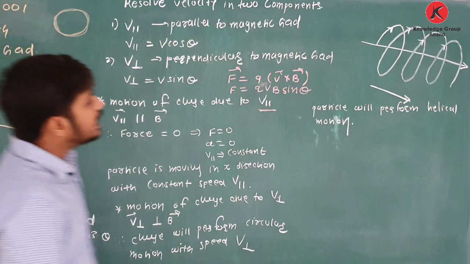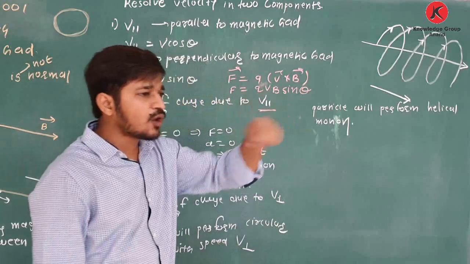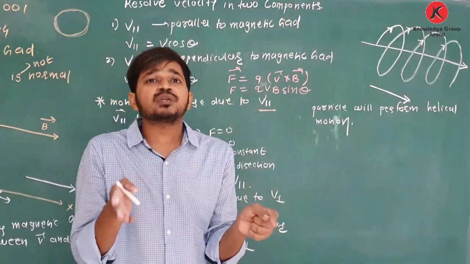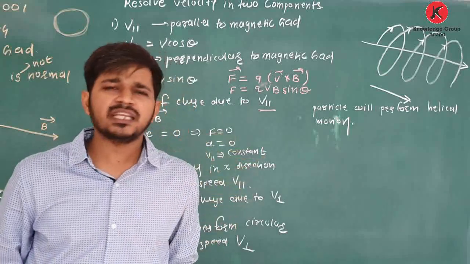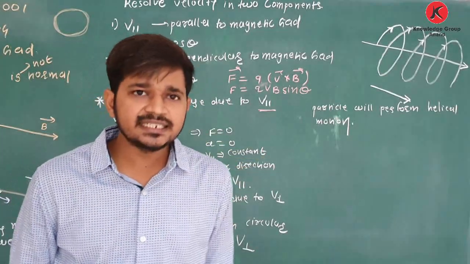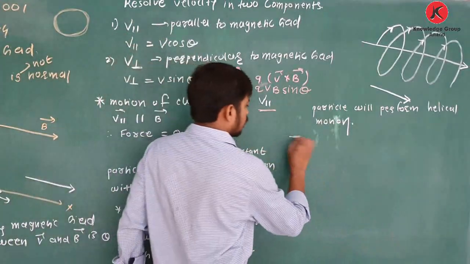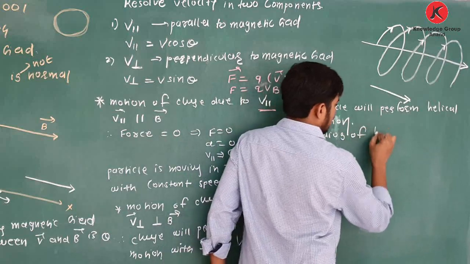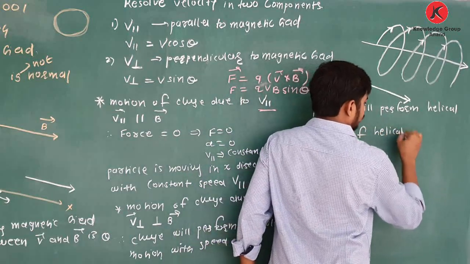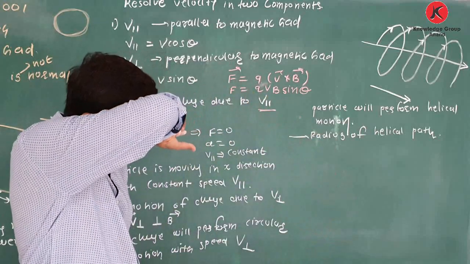Now, helical means it has some radius. See, each and every loop. If you take a spring, what is the shape of that spring? Yes, it is helical. So what is the radius of its helix? What is the radius of the helical path?